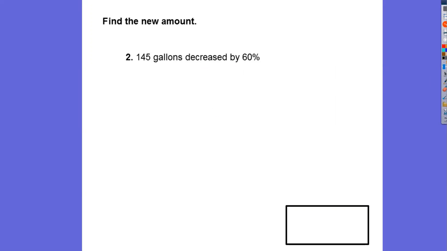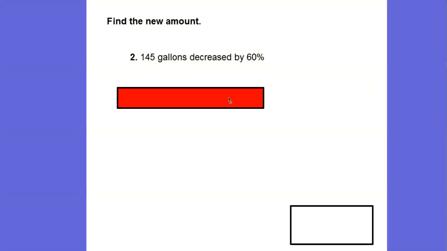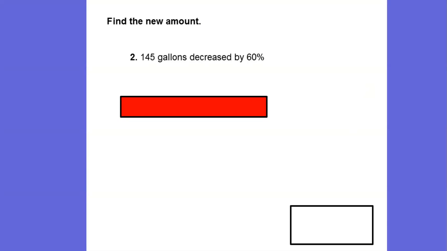And I know last time I started with a red bar, so let me do that again. So this bar represents everything that I'm starting with. And it's really important in all of these problems that you always identify what you are starting with. In this problem, I am starting with 145 gallons. The 145 gallons that I'm starting with is all of it, or 100% of it. It is really important to know what your original number is, or what your starting value is.